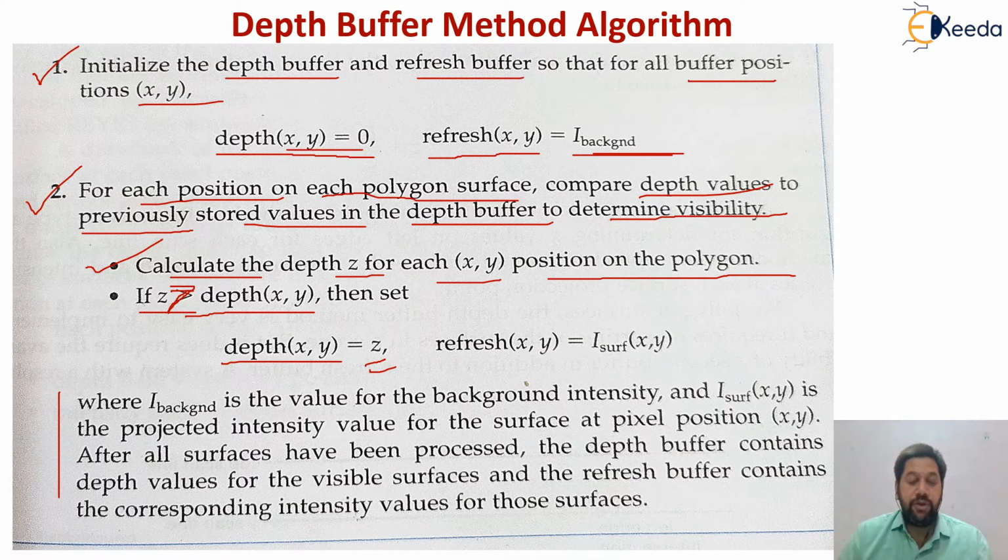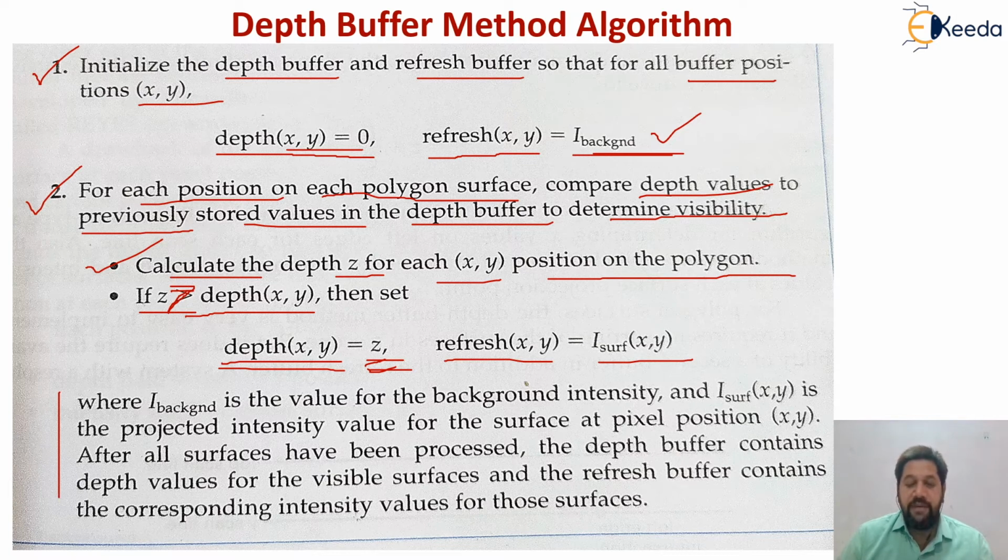Okay, if it is greater than this, then my new depth value at x comma y is set equal to z. In my refresh buffer, the pixel at x comma y is already set to background, but now I am going to set the pixel with the surface color, the intensity of the surface or the polygon color at x comma y.